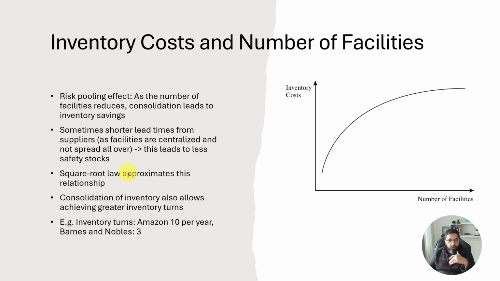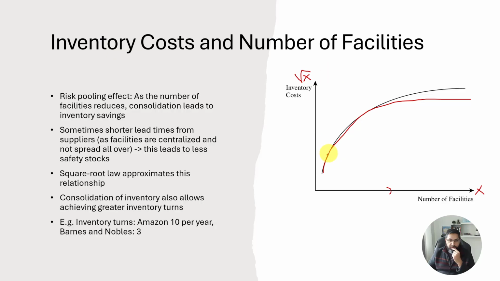The square root law approximates this relationship, which we're going to study next: how do we figure out the impact on inventory as we change the number of facilities. The square root law comes from the graph shown in the picture. If this axis is x, and you plot the square root of x for any value of x, the square root takes a similar curve. Maybe not exactly that, but close enough.